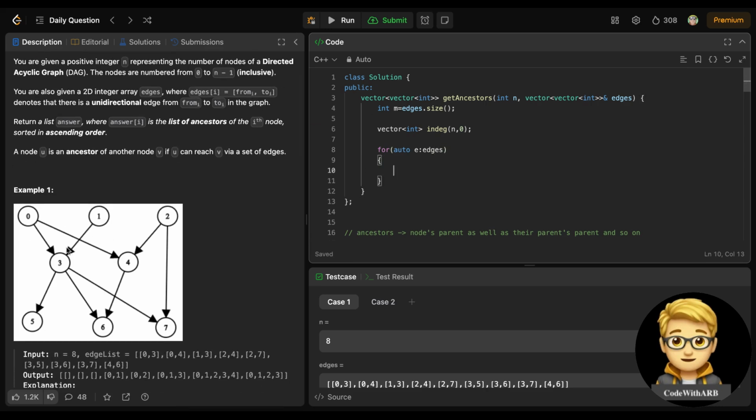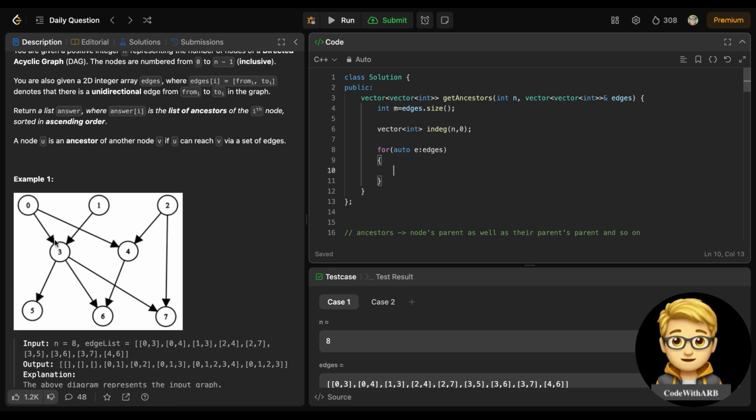In-degree is the number of edges coming towards a node, and 0 3 means an edge from 0 to 3. So basically the in-degree is e1, right? This is the in-degree, and I need to store it accordingly.